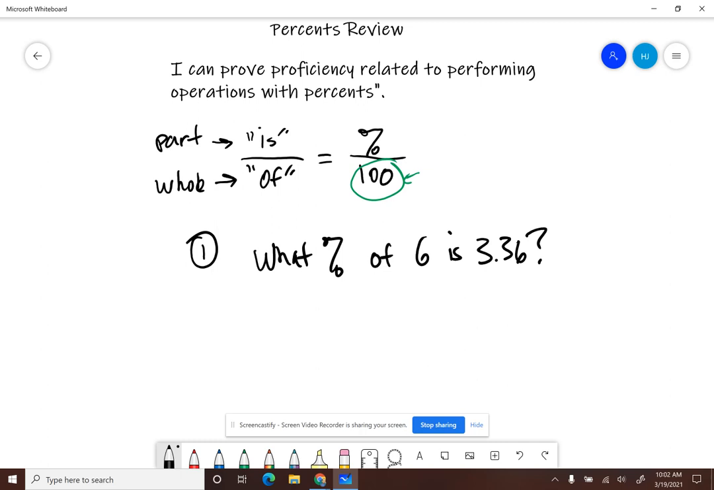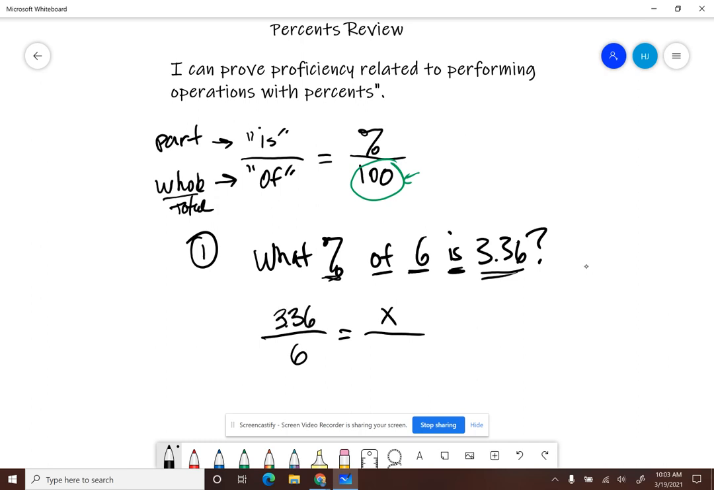Well, let's think about the words that we have here. It's asking what percent. So that is the thing we're looking for. So we're going to go ahead and put an X right here where percent is. Again, I'm just putting my unknown value exactly where it is on my proportion. Then it says what percent of 6. Notice this keyword here, of 6. So 6 would be my total, or the whole that I'm talking about. So that means the 6 would need to go right here. And then you notice it says is 3.36. So 3.36 would need to go right here.